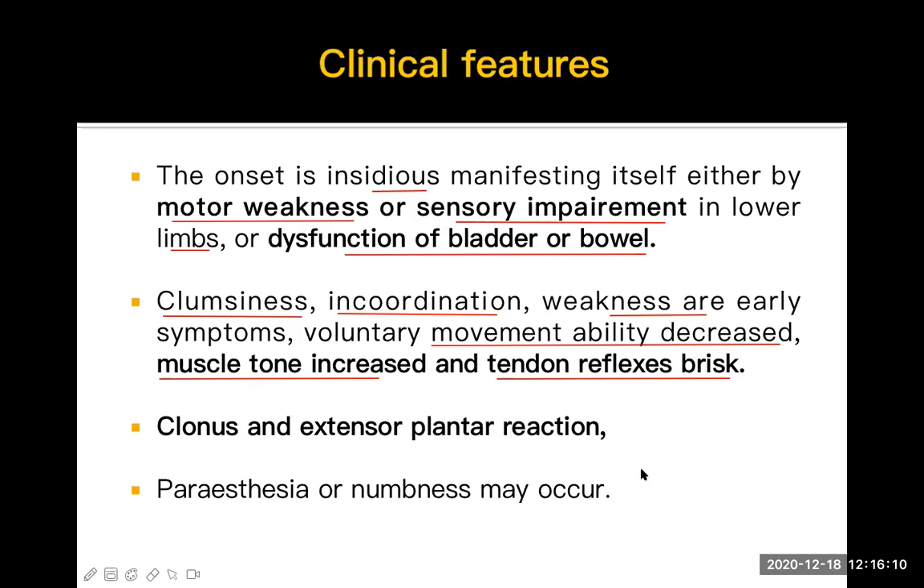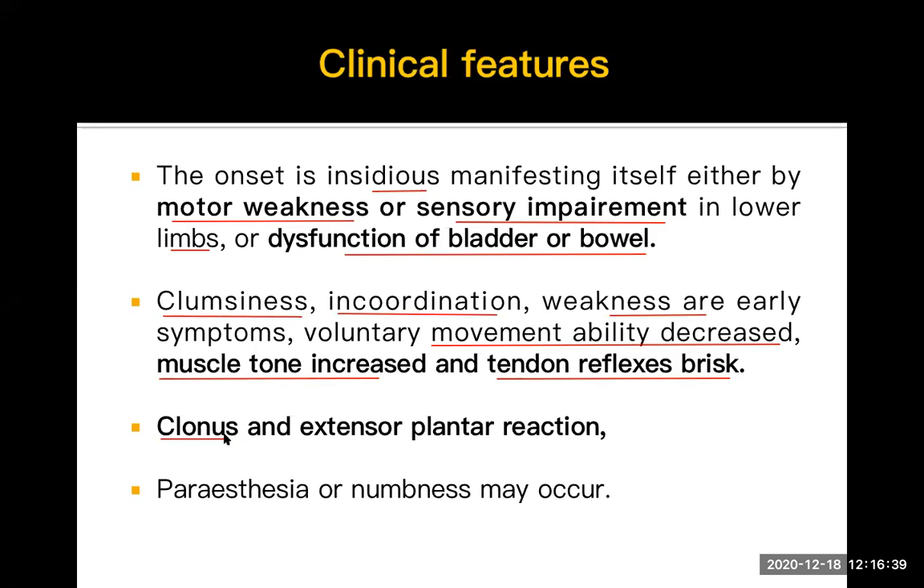Okay, so overall, we are talking about the lower limbs now. So lower limbs usually will develop increased tone of the muscle and brisk tendon reflexes. These are definitely upper motor neuron features. Clonus and extensor plantar reactions are also seen. Now, clonus, okay, is another term for exaggerated reaction of the deep tendon reflex. You can also call it a type of hyperreflexia.